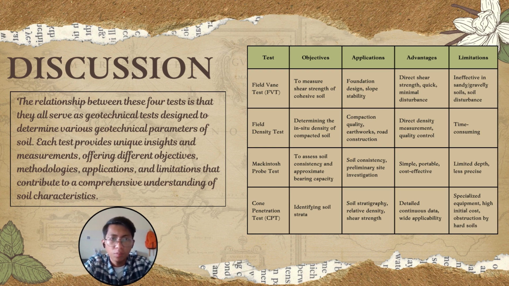The last test is called cone penetration test. The objective for this test is identifying soil strata. The application used for this test is for soil stratigraphy, relative density, and shear strength. The advantage for this test is detailed continuous data and wide applicability. So the limitation for this test is specialized equipment, high initial cost, and obstruction by hard soil.